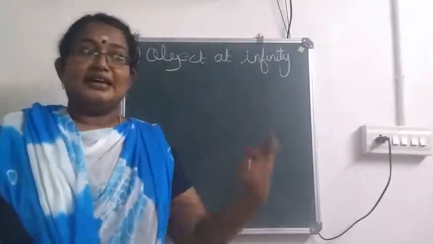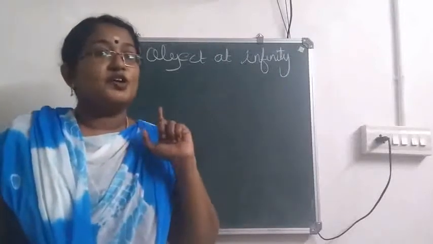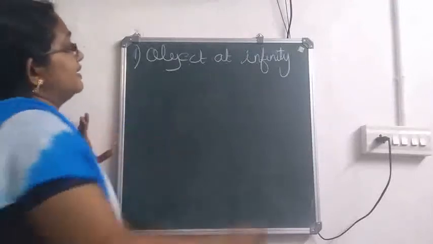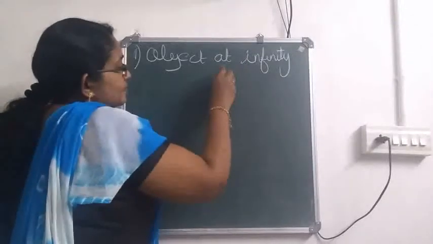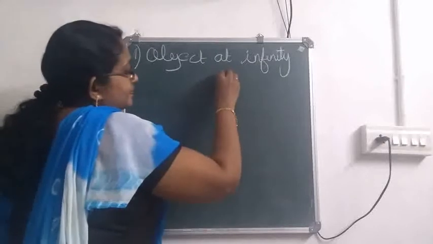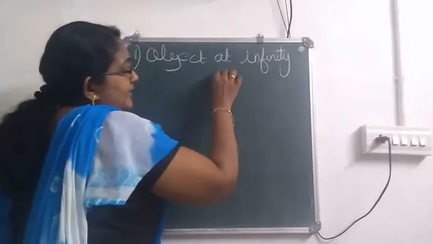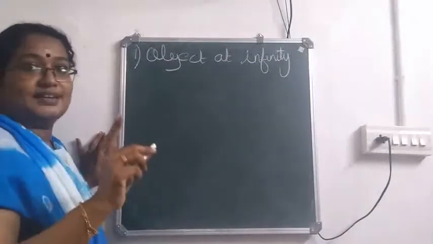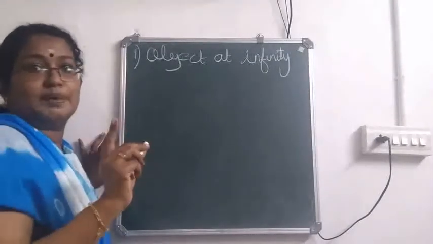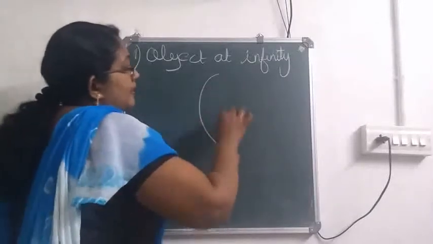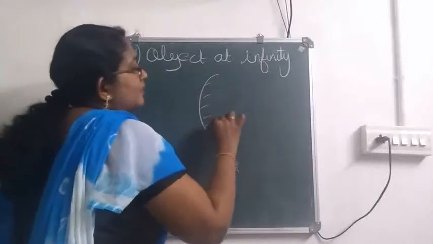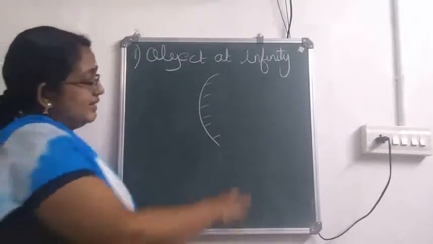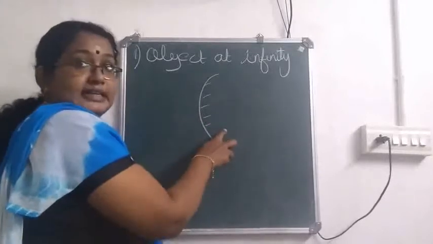So here we have to draw a convex mirror, not a concave mirror. That you have to keep in mind. So in the case of a convex mirror, which side is the reflecting side? Reflecting side is the outer bulged part. So this is a convex mirror. Here I have given silver coating on the inner part.